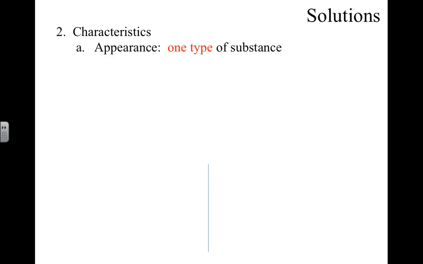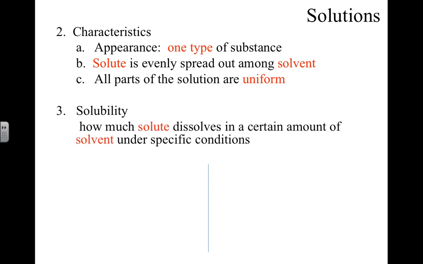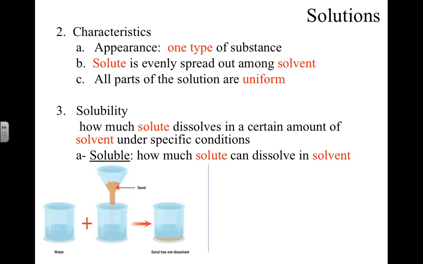Characteristics. They appear like they're one type of substance, they're equally spread out, and all parts of the solution are uniform. Now, we can change the solubility if we wanted to, and sometimes things aren't even soluble. Well, solubility basically just means how much solute dissolves in a certain amount of solvent under specific conditions. So if you look at this picture right here, showing you a picture of sand in water. Is that soluble? Can that dissolve in the water? Well, stir that sand all day long and you're not going to get the sand to disappear. It's not going to dissolve. So we don't say it's soluble, we say it's insoluble.